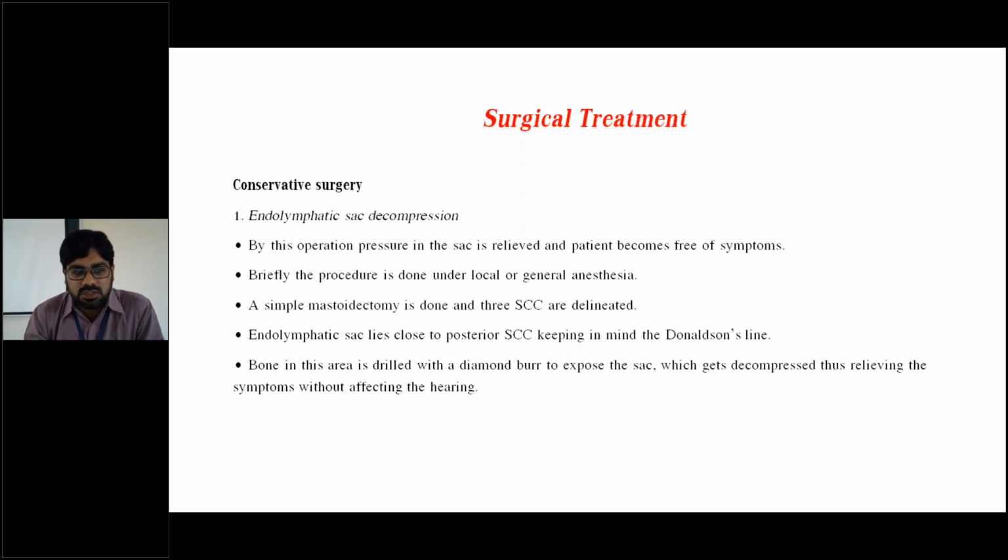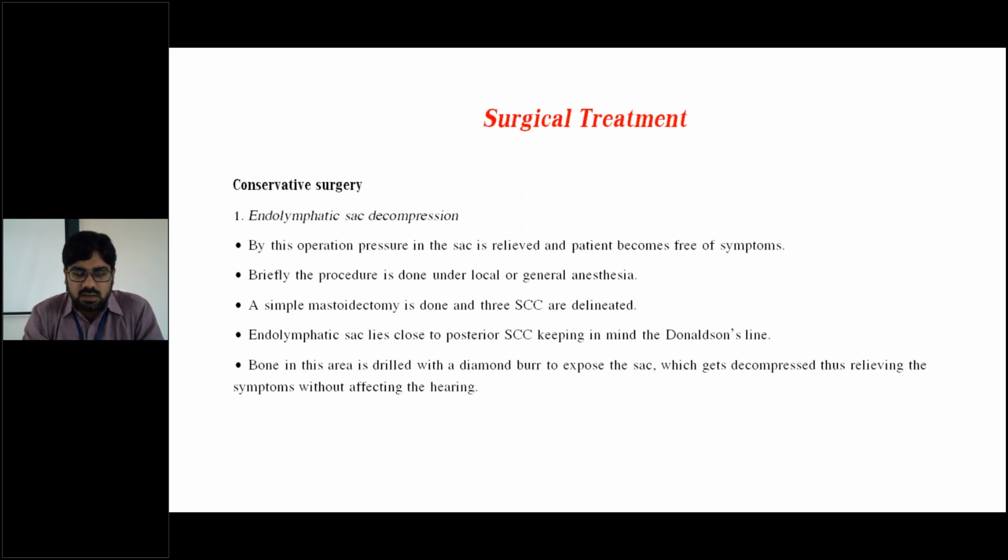Generally, we prescribe this to the patient. So we do an endolymphatic sac decompression. So how do you do it? By doing this, we are decreasing the pressure in the endolymphatic sac, and the patient is relieved of the symptoms. As you know, the endolymphatic sac is getting distended, so you have to remove that fluid. You have to decrease the pressure in the sac, which is causing the vertigo to the patient. So when you do this surgery, you are relieving the pressure in the sac.